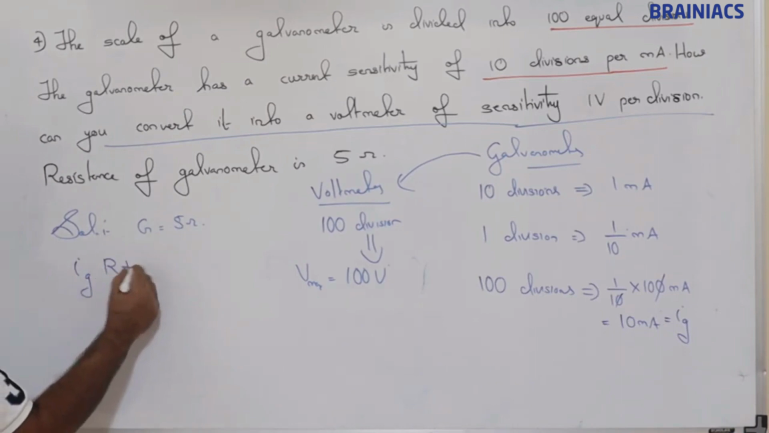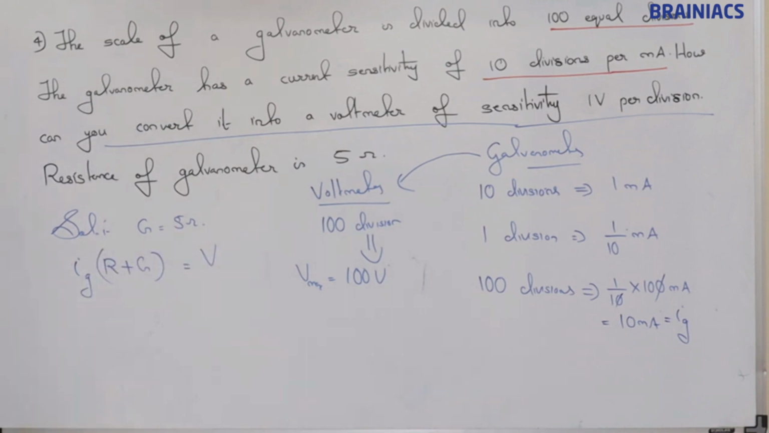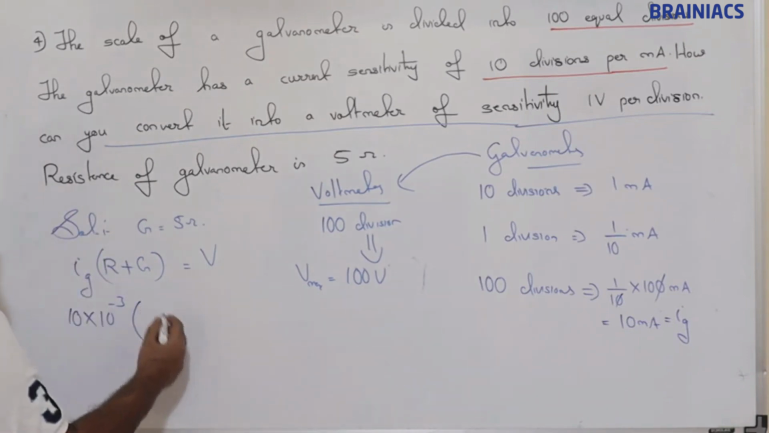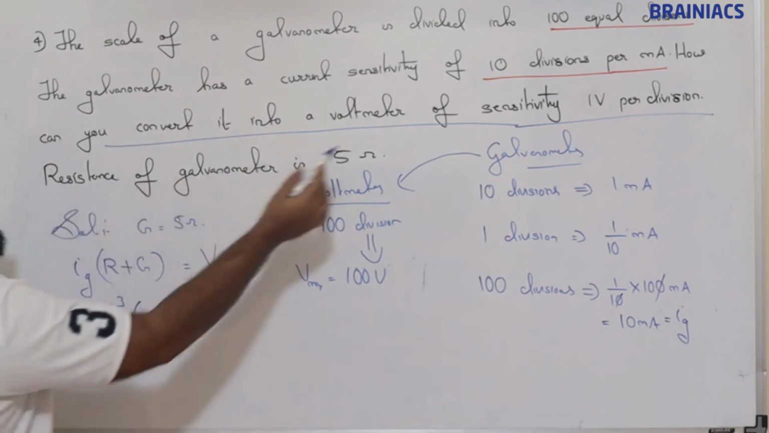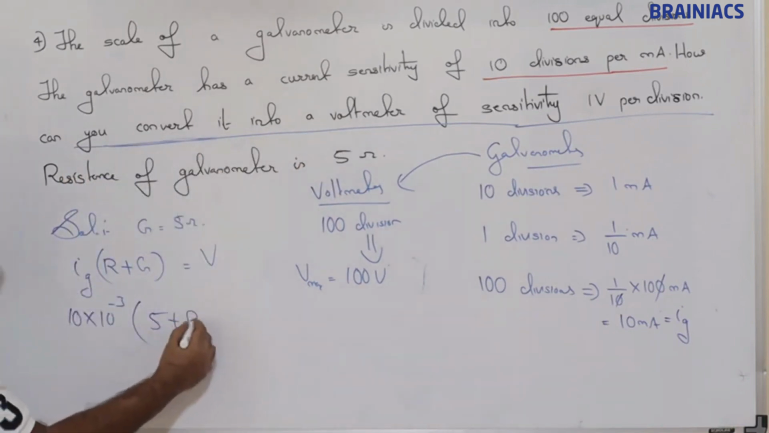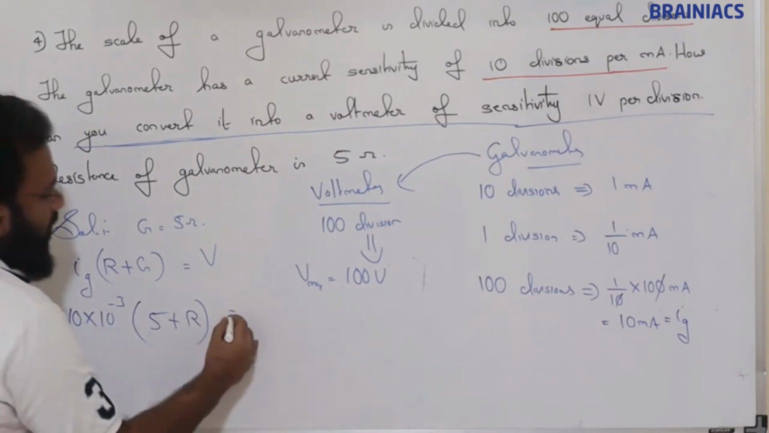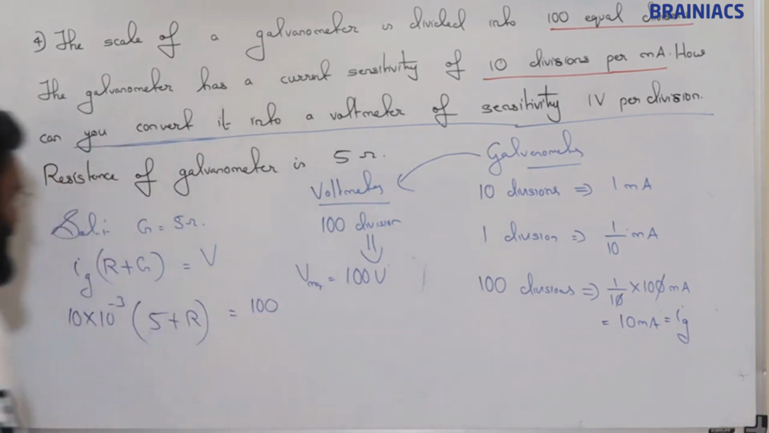Ig into (R plus G) is equal to the voltage which is going to be measured. This much is the maximum voltage. So 10 into 10 raised to minus 3 ampere is the maximum current which can pass. The galvanometer resistance is 5. Now the question is how it can be converted into a voltmeter. The series resistance is not given. When we pass the maximum current, the maximum voltage which it can measure is 100.